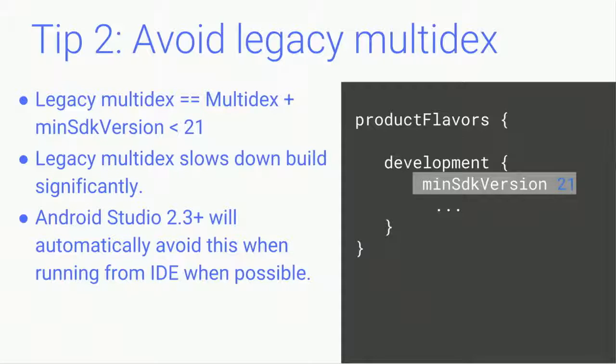But I also know a lot of you are in the habit of doing your builds from the command line. So if you want to continue to do that, you should define a new product flavor. Here, for example, I call it development, and simply set your min SDK version to something that's 21 or above. And on the command line, now you can call assembleDevelopmentDebug, and you will avoid legacy multi-dexes.